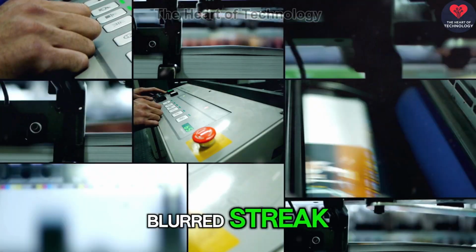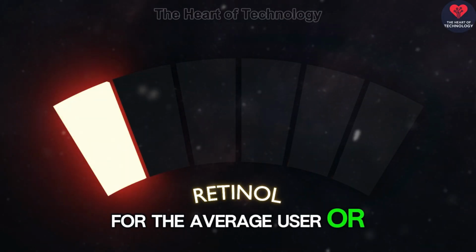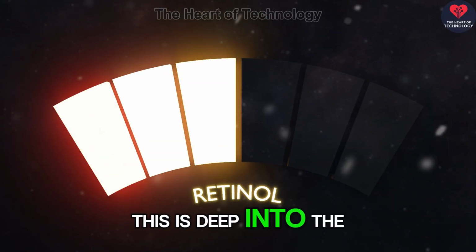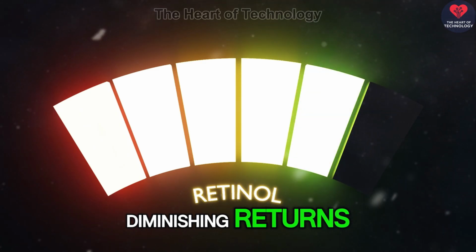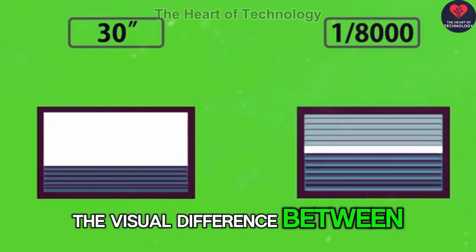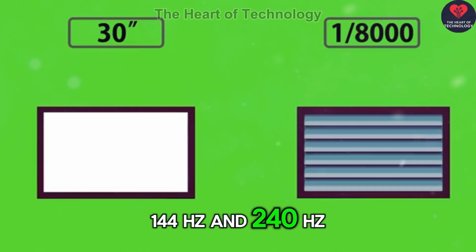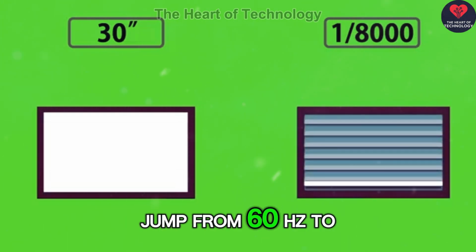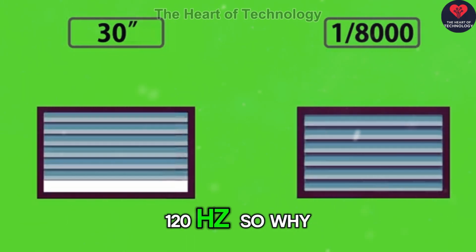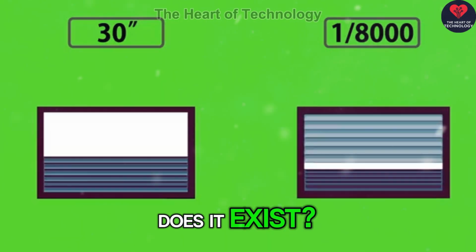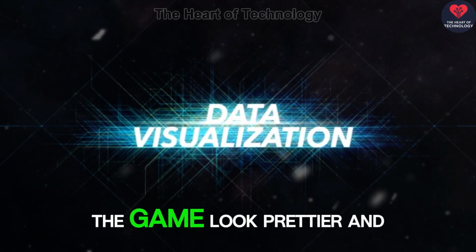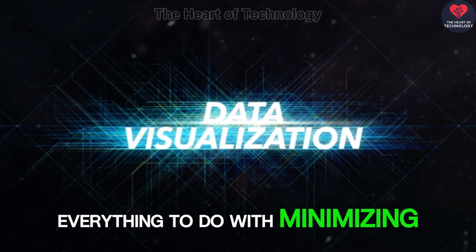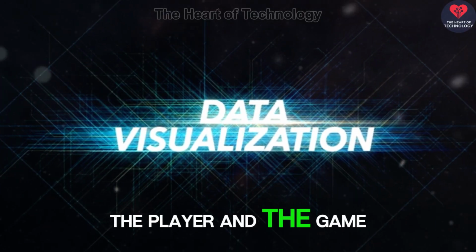a continuous, blurred streak. For the average user or casual gamer, this is deep into the territory of diminishing returns. The visual difference between 144 Hz and 240 Hz is far less dramatic than the jump from 60 Hz to 120 Hz. So why does it exist? The answer has little to do with making the game look prettier and everything to do with minimizing the delay between the player and the game.